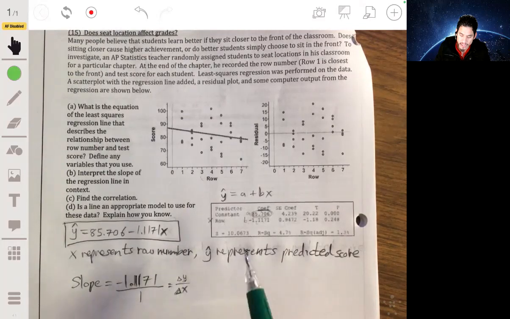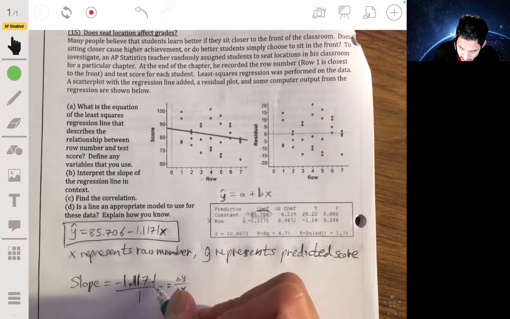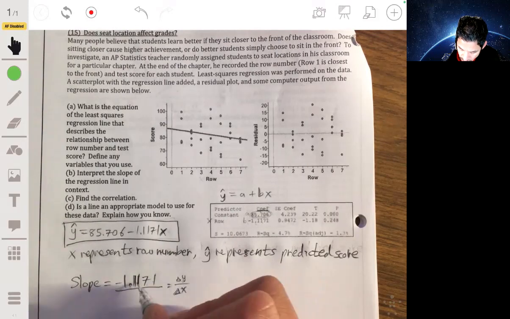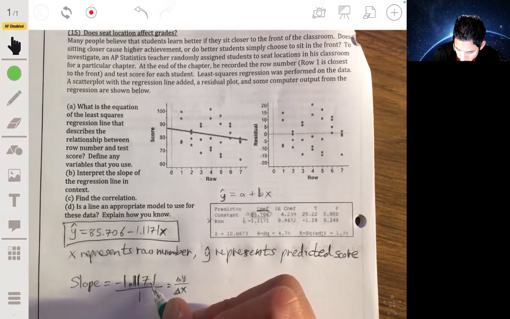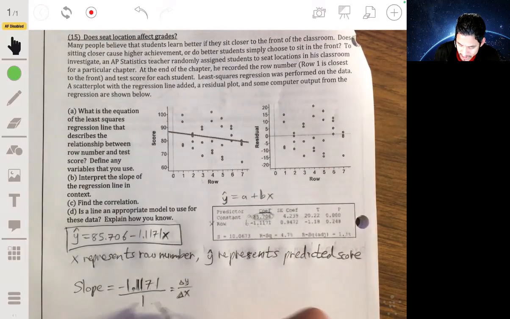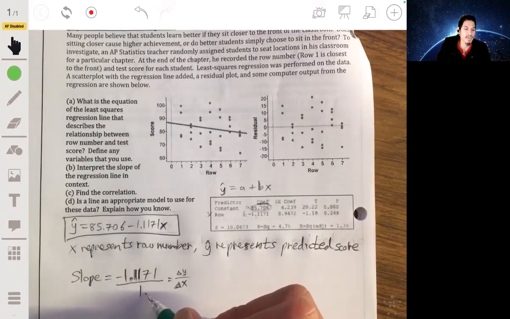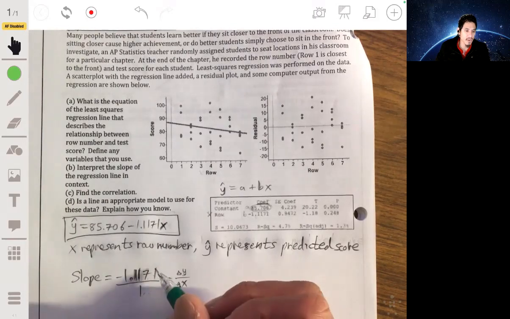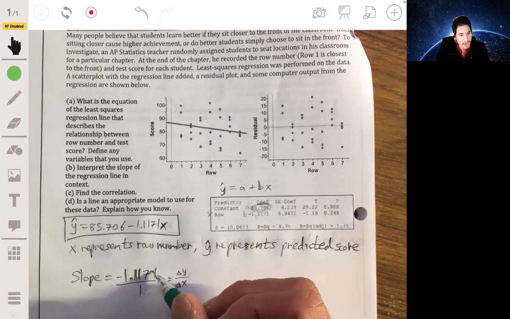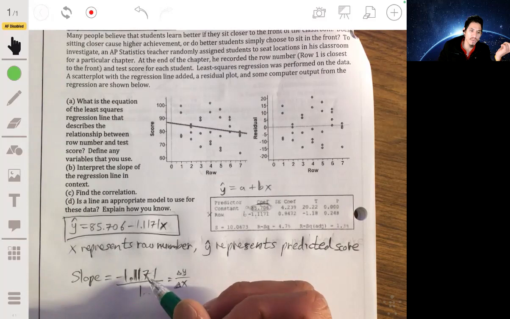The change in y, or the change in row number, is negative 1.1171. The change in score, which is the y, is on top, and it's going to be negative 1.11. I guess it's a very small number. And the bottom is the change in x, or the change in row. So it's basically saying that each time the row goes up by one, the score is going down by 1.1171.